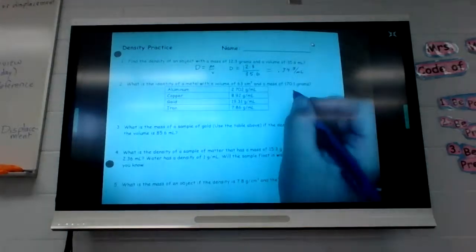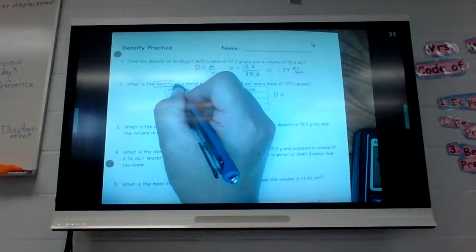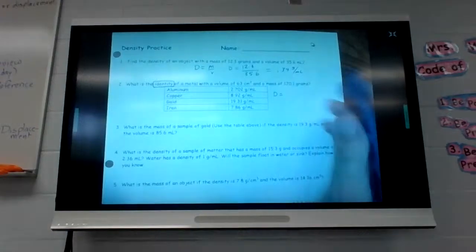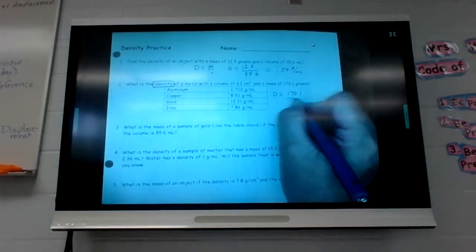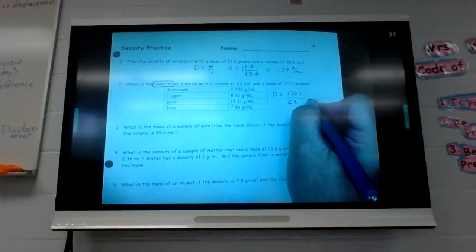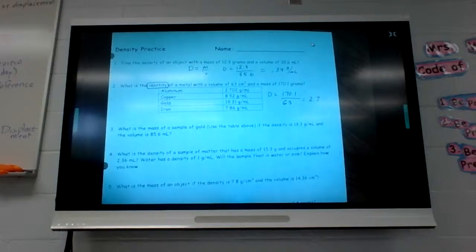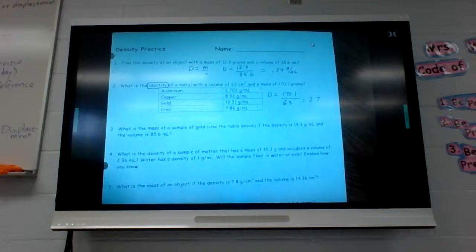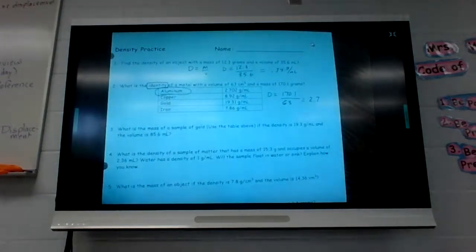Okay? Number 2, find the density. Because it says, what is the identity, right? See how I gave you a chart? You got to know the density in order to figure out what the element is. So the mass is 170 over 63. When you divide, you get somewhere around 2.7. Now, when you look at this, I gave you more than just 2.7, but which one is it closest to? It's closest to aluminum, so your answer is aluminum.